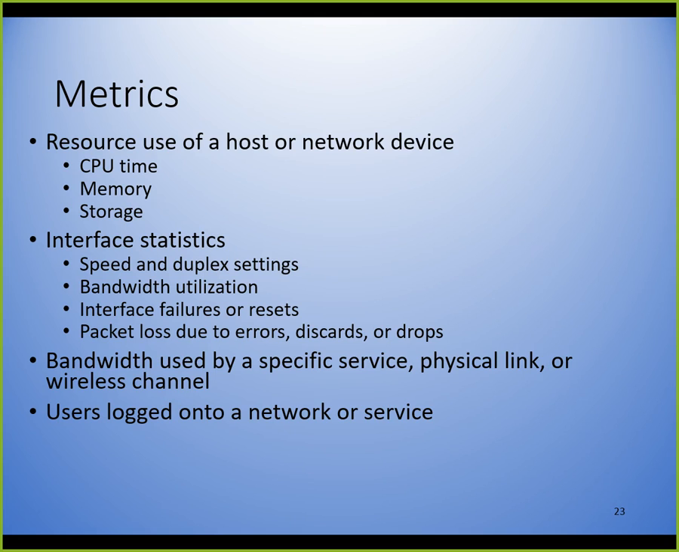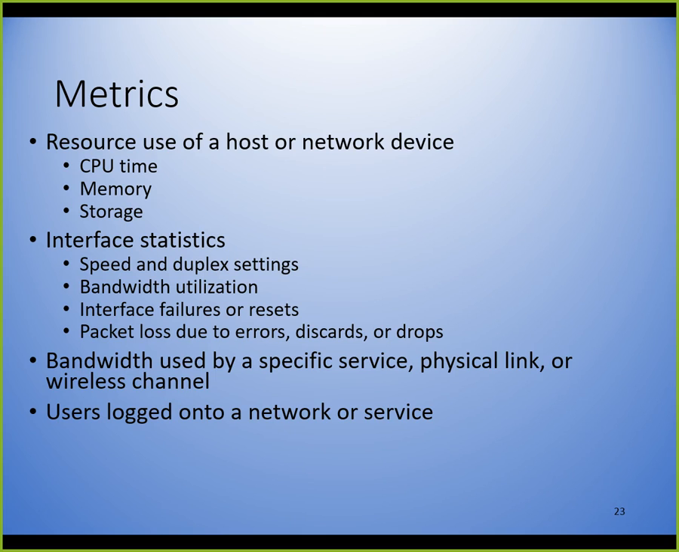The interface statistics: speed and duplex settings, and the speed and duplex settings need to match on both ends. If you do a manual configuration on the switch, you should do a manual configuration on the NIC. Other way around, same thing. Bandwidth utilization: how much of it are we using? And how much of it are we getting? I'm sure you guys do a speed test. Are you getting what you're paying for? Some sort of arrangement with that.